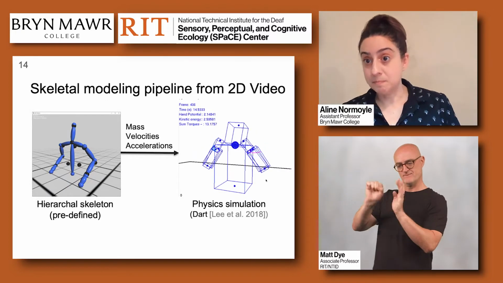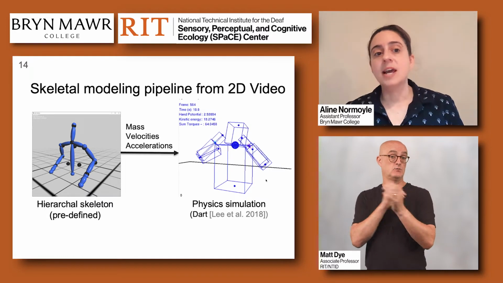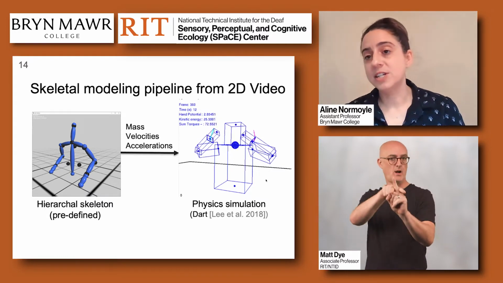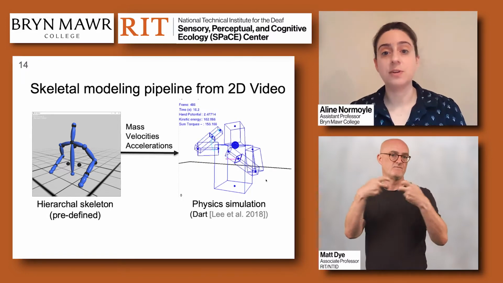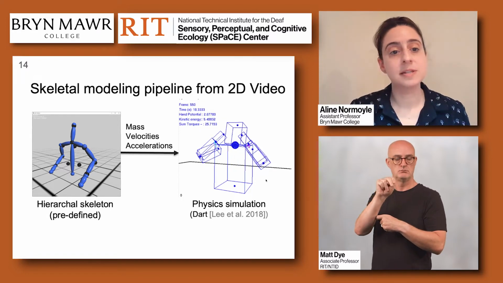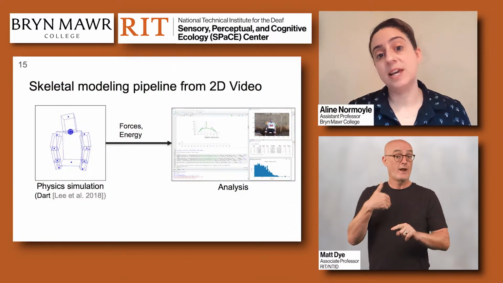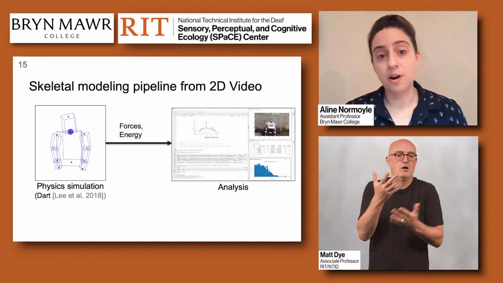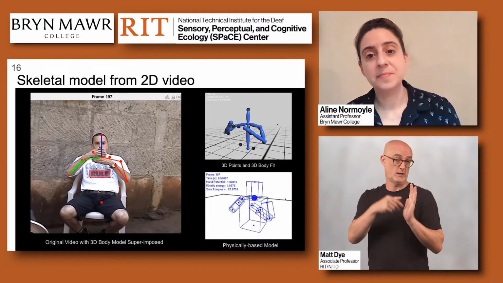Once we have our skeleton, we then fit masses to it, and then we solve for velocities and accelerations. And it's these quantities that we input into our physics simulator in order to estimate metrics. And then once we have our metrics, we can then analyze them in a tool such as R. Let's look at the results again.